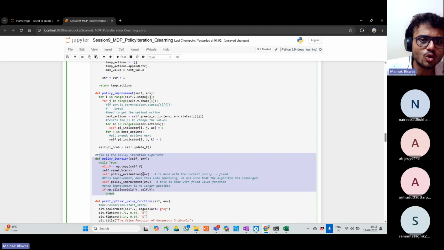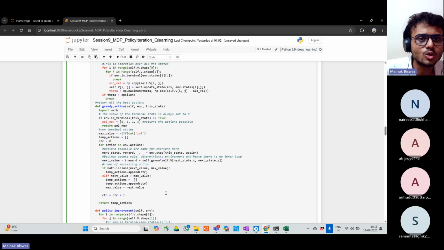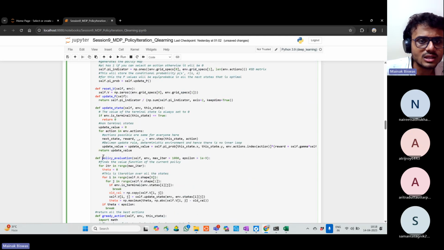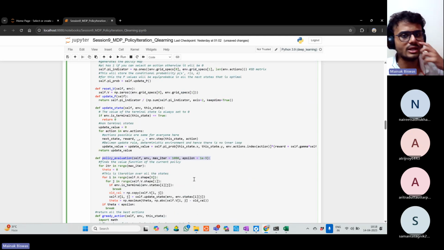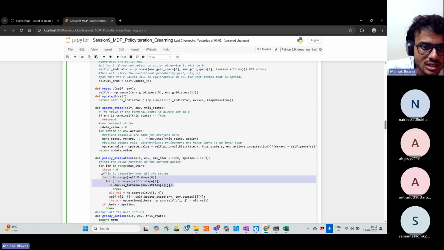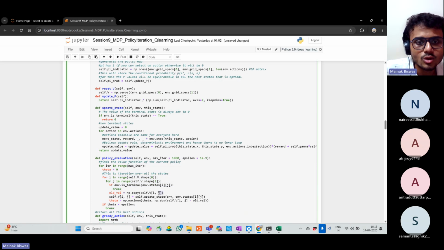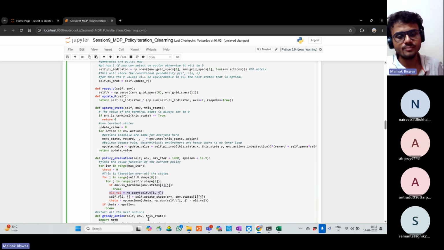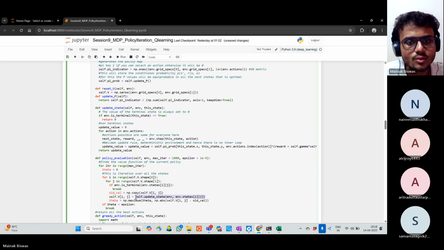Okay, so now how do I do policy iteration is the question. So policy evaluation is the question. So let's go to policy evaluation. Say we want to iterate for 1000 epochs, and then for every state, you see if it is a terminal state, then you're actually done. Then you go back. Else, you keep the old value of v, and then you do a state update. What is the state update?